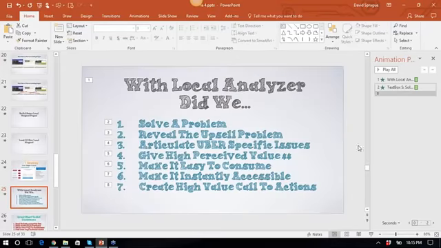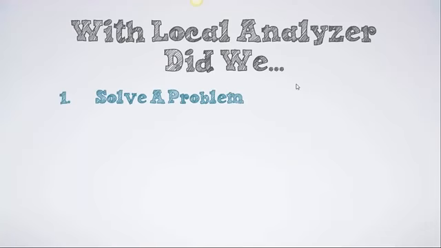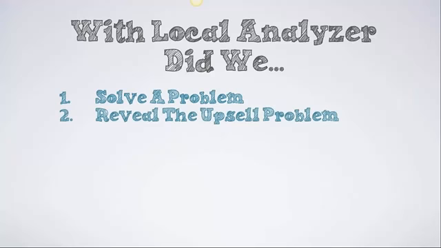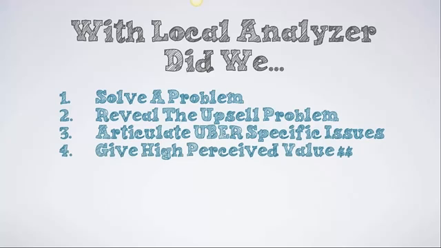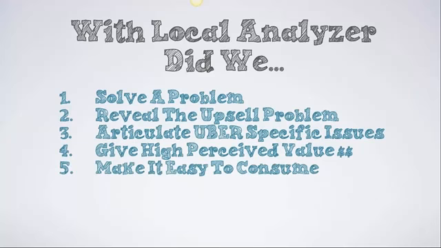First of all, let me just ask real quick. Did everybody get the opportunity to see that we have a lead magnet that solved the problem? Yes? We have a lead magnet that revealed the upsell problem. Yes? We articulated an uber-specific issue. We gave a very high perceived value in the information. Yes? We made it easy to what?